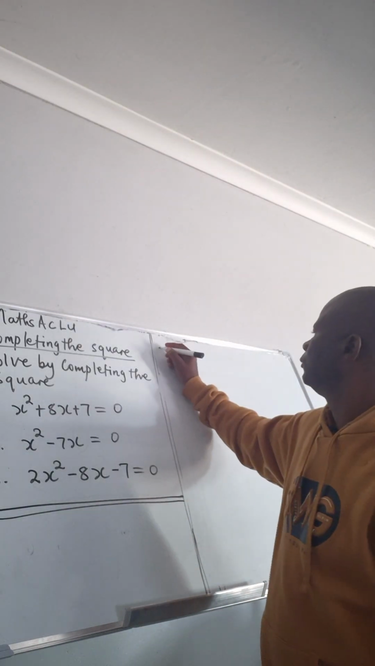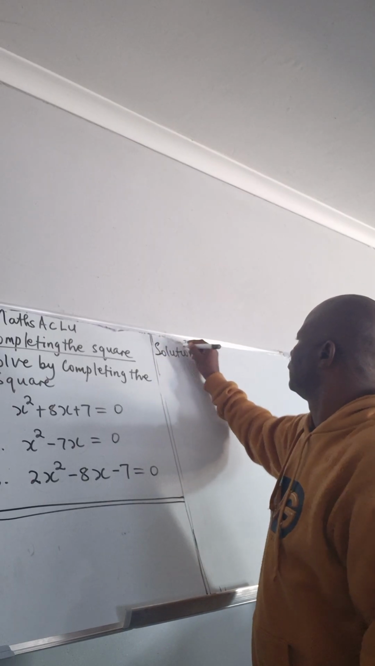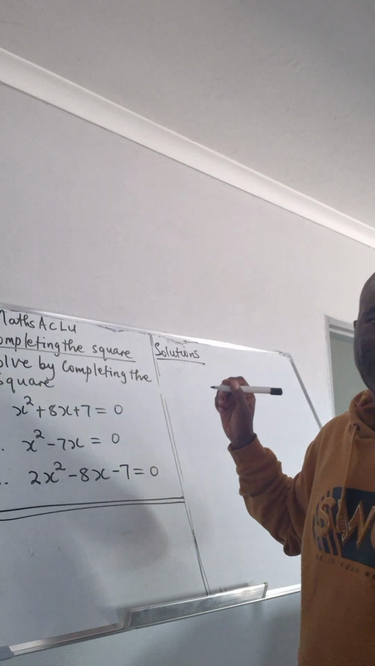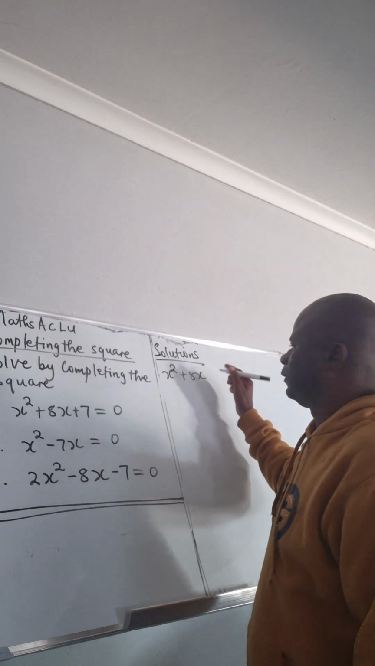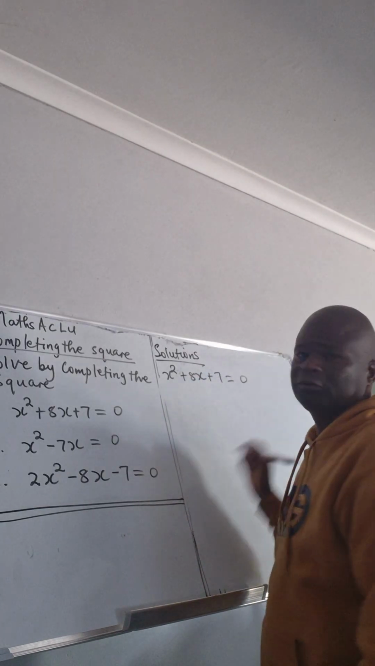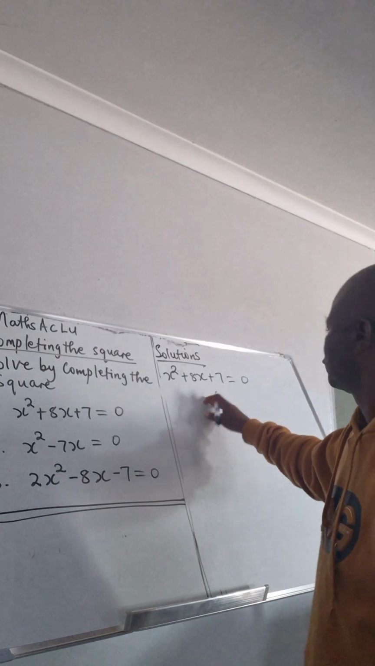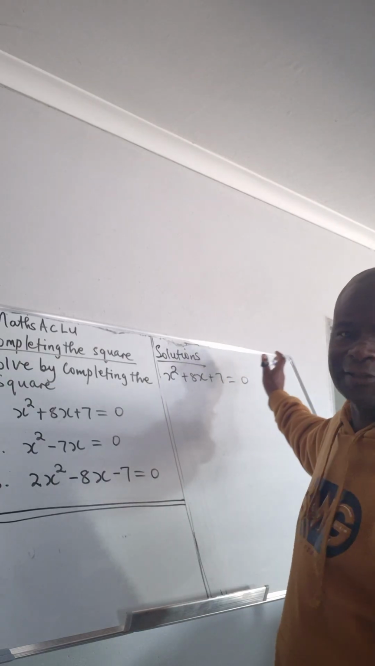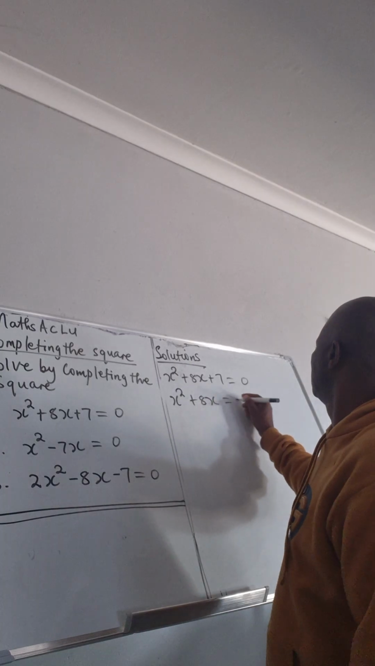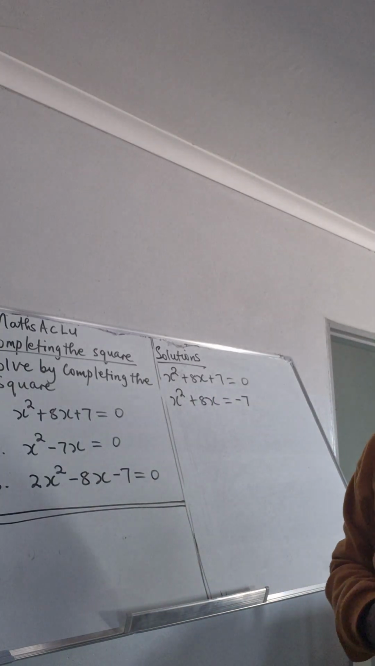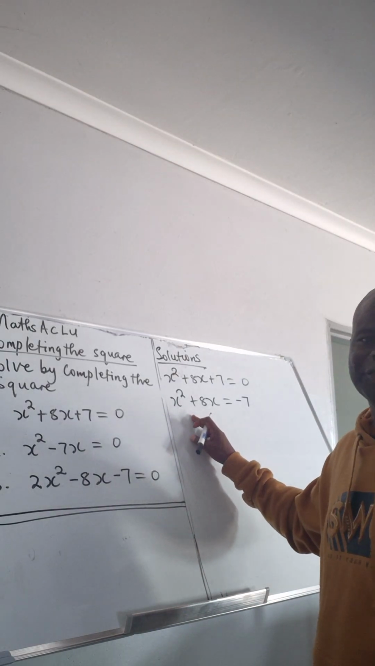My first example, let me write solutions here. X squared plus 8x plus 7 equal to 0. You want to solve this one by completing the square. First of all, take your constant to the right hand side. So it's x squared plus 8x equal to minus 7. Now after this, make your left hand side a perfect square.